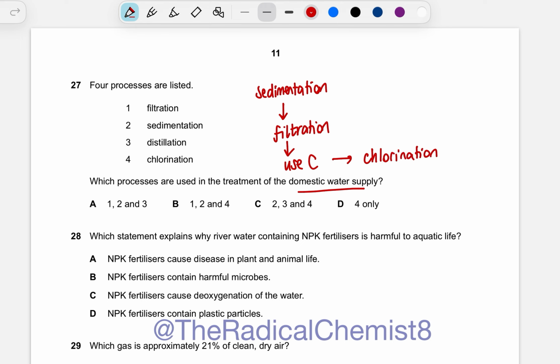So this normally kills any microbes, any harmful microbes. So automatically, which processes are used in the treatment of water? Using these processes listed, filtration is used, sedimentation is used, distillation is not used, and chlorination is used. So your answer is 1, 2, and 4, so B.